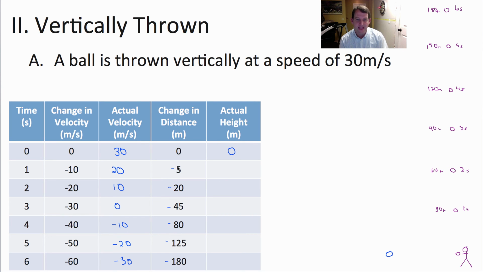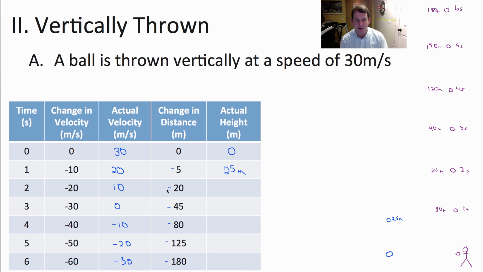Now here, it's lost 5 meters. It's 5 meters away from where it normally would be. It would normally be at 30 meters, so at 1 second it's 5 meters away from that. Oh, sorry, 5 meters less for a total of a height of 25 meters. So instead of being 30, it's only 25 because the acceleration has caused a loss of 5 meters. So we'll put that number right there.